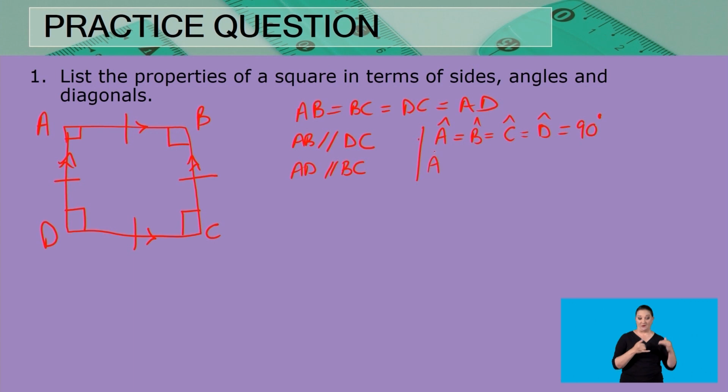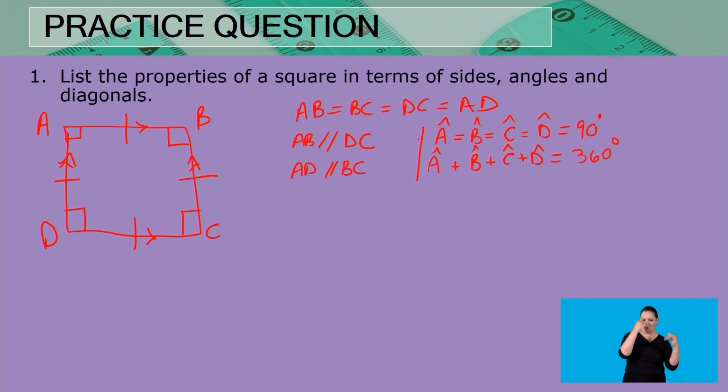And they are all equal to 90 degrees. Now, if we were to add these angles, so that's angle A plus angle B plus angle C plus angle D, we know that the sum of those interior angles is equal to 360 degrees. And that is with the angles.